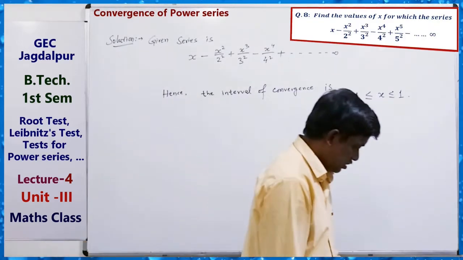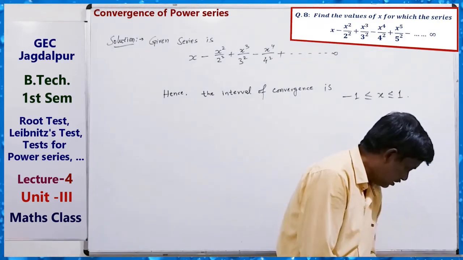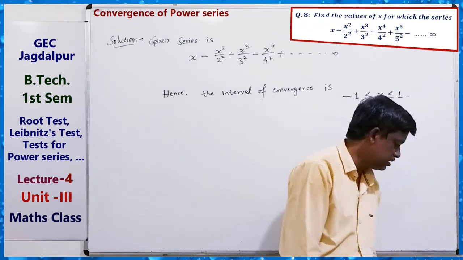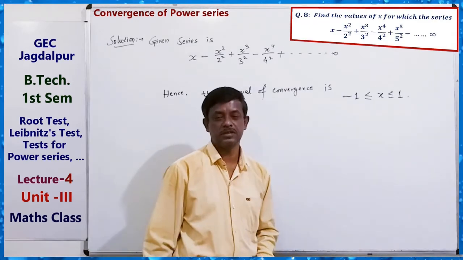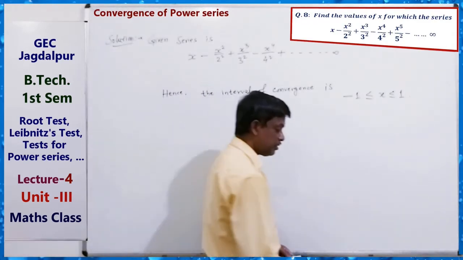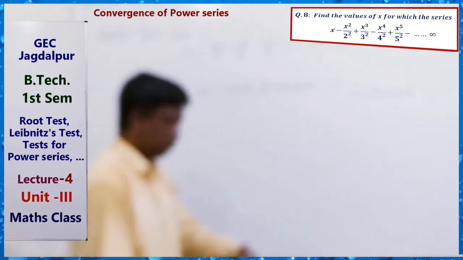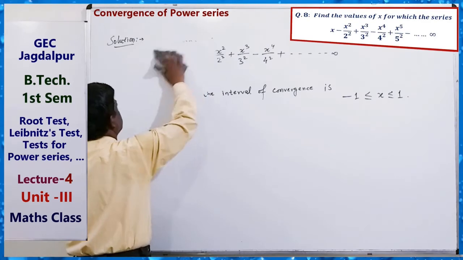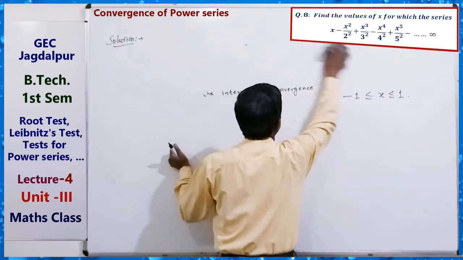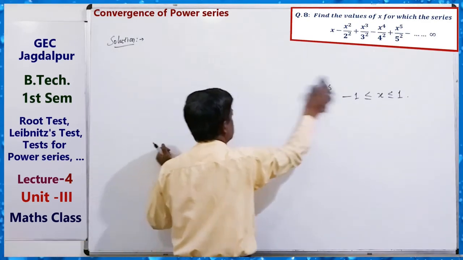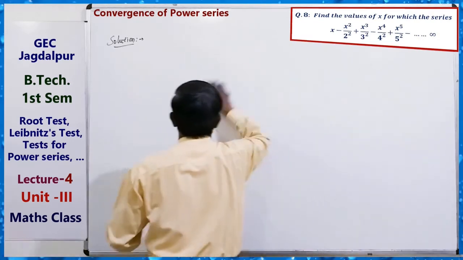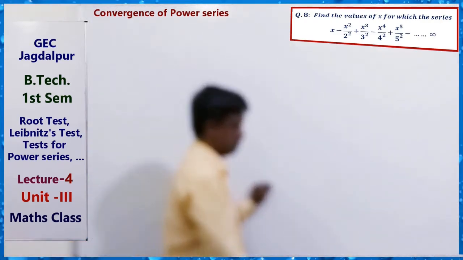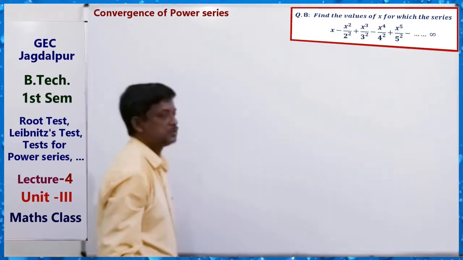Okay. Now we are remaining two or three series for testing whether it is convergent: exponential series, logarithmic series, and binomial series. So all are power series. So we can check whether the series is convergent or divergent in the interval in which the value of x lies.